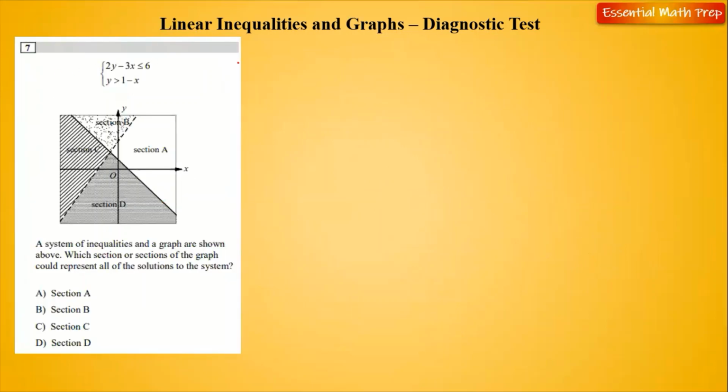All right, we've done a similar problem. So let's choose, we have 2y minus 3x equals 6, y equals 1 minus x.